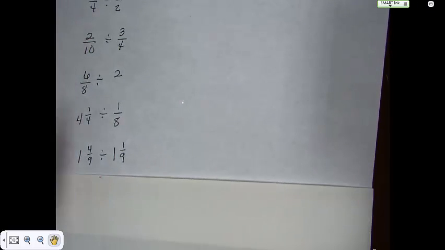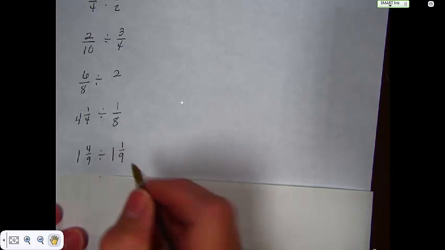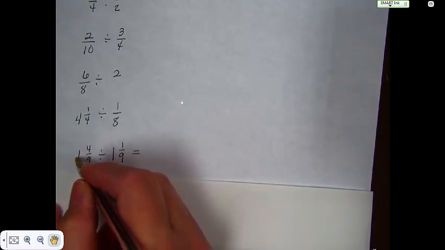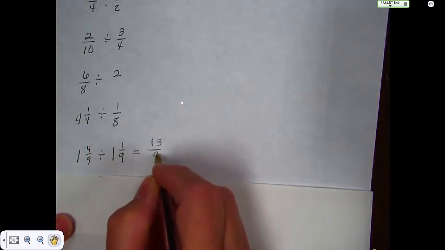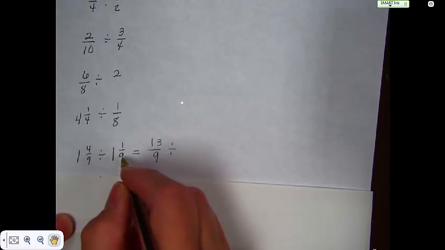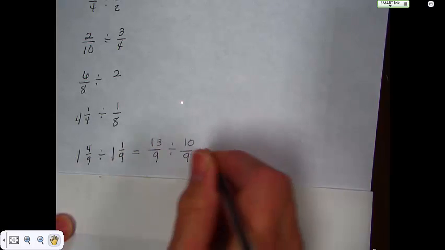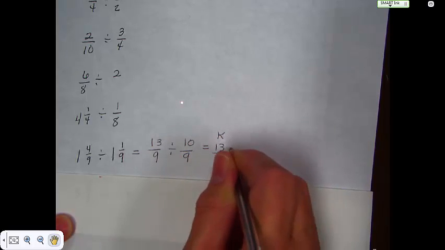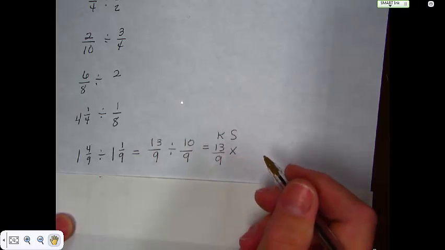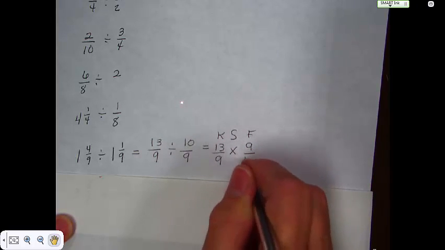Okay, let's do this one down here. We got 1 4/9 divided by 1 1/9. So 1 times 9 is 9 plus 4 is 13/9 divided by 1 times 9 is 9 plus 1 is 10/9. Okay, now we keep 13/9. We switch the middle from division to multiplication, and we flip the last number to 9/10.